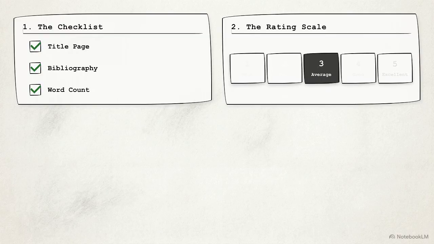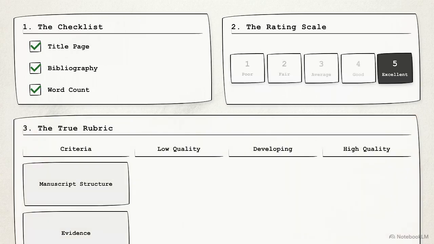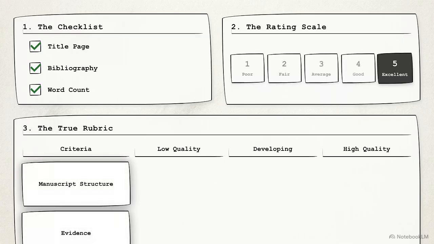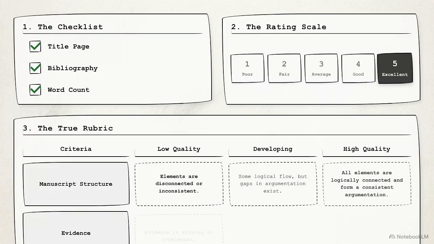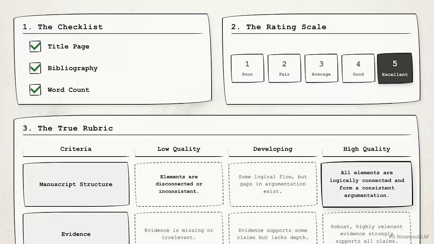The second tool is the rating scale. This measures performance along an abstract continuum. An instructor assigns a numerical value corresponding to evaluatives like poor, fair, or excellent. While these tools are common, they do not meet the strict requirements of a true rubric.